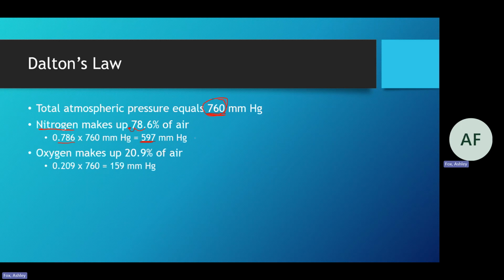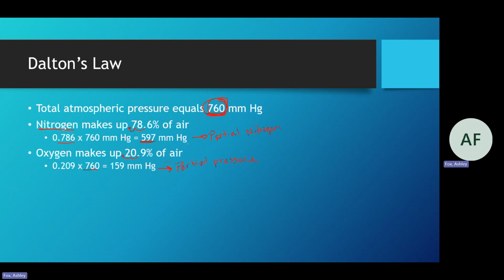So that's the partial pressure of nitrogen. It's a percentage of the 760. Oxygen makes up 20.9% of the air. Same thing: move the decimal point over 2 places, we get the decimal, the fraction, and multiply it by the total. This is the partial pressure of oxygen.